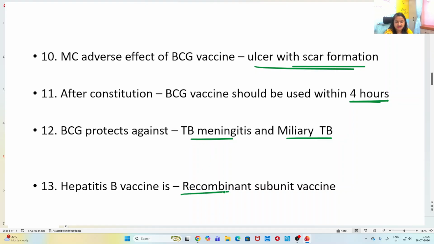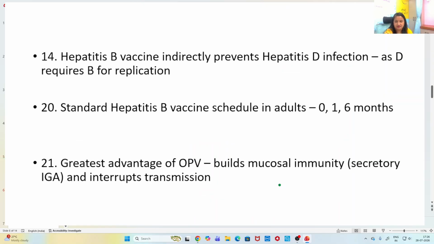Hepatitis B vaccine is a recombinant subunit vaccine, and it indirectly prevents hepatitis D infection, because we all know that hepatitis D virus requires hepatitis B virus for replication. Standard hepatitis B vaccine schedule is 0, 1 and 6 months in adults.